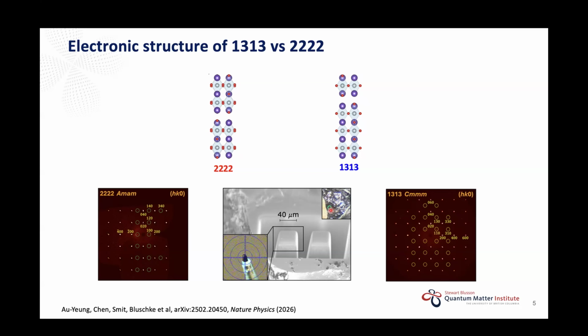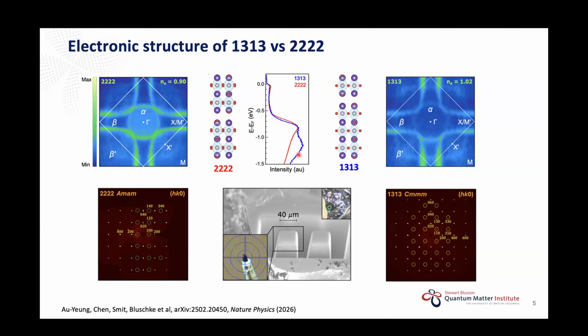After that, we send this crystal back to the Argonne group, and Xinglong did an amazing job extracting this tiny little bit of crystal where we actually made our measurement. Then they did XRD to confirm the structure, whether it's 2222 or 1313. From our data, we are able to distinguish the 2222 and 1313 electronic structure, but only in the valence band.